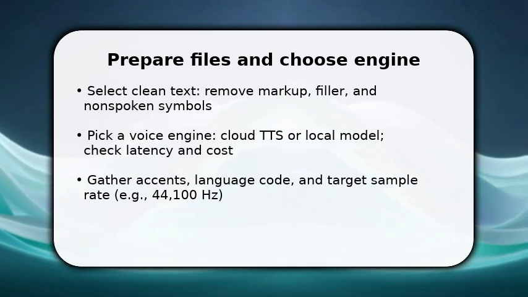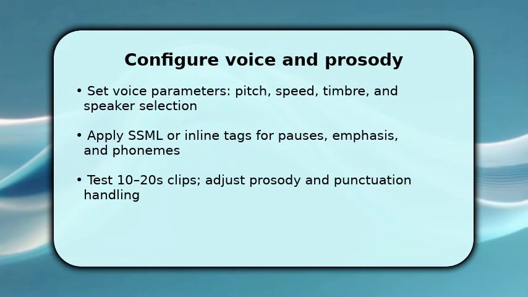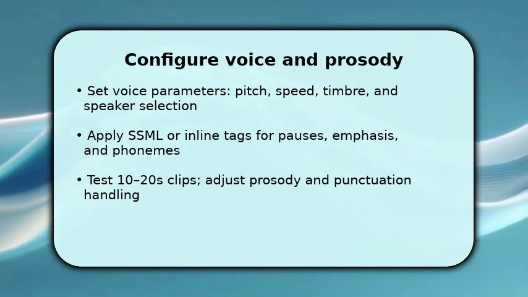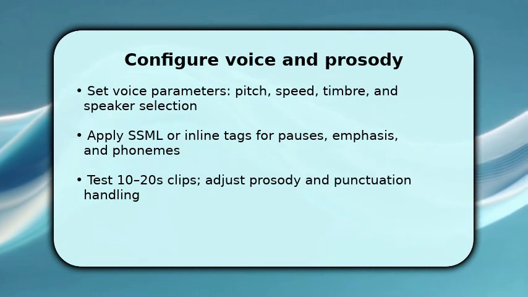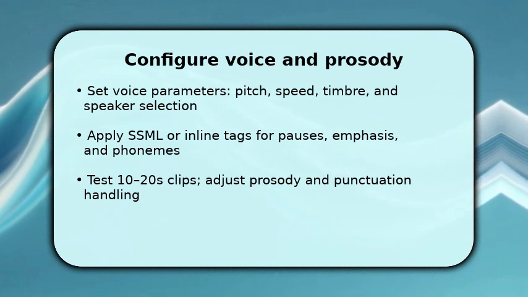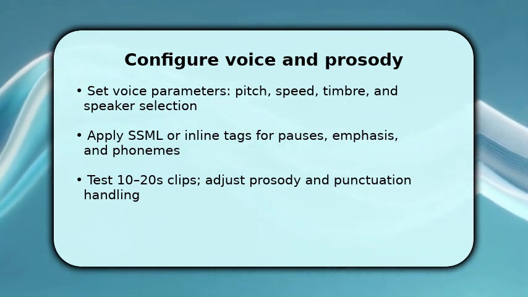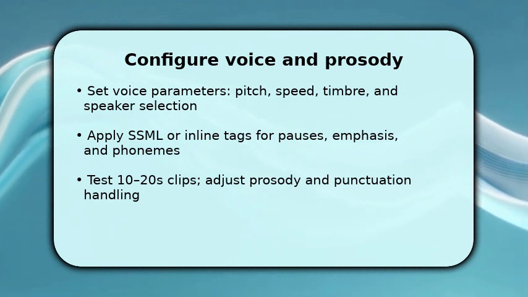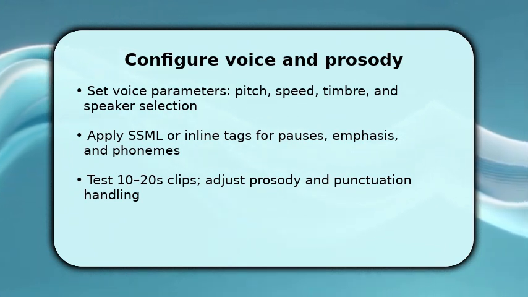You now configure voice parameters and prosody to sound human. Start with pitch, speed, and the chosen speaker profile. Increase or decrease speed in 5–10% steps to find a natural pace. Use SSML or equivalent tags for pauses, emphasis, and phoneme overrides. This fixes names and acronyms.